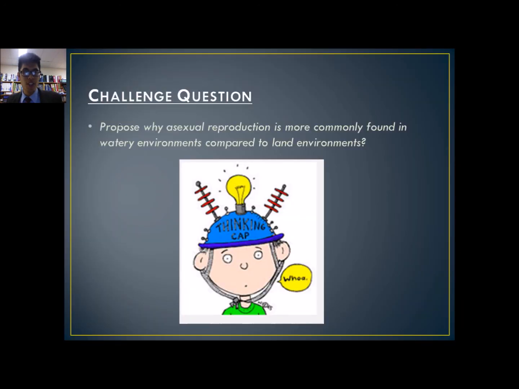So this is the last challenge question. Propose why asexual reproduction is commonly found in watery environments, so like the ocean or rivers, compared to land environments. Okay, so I hope you have a shot at that question and see how you go for next lesson.